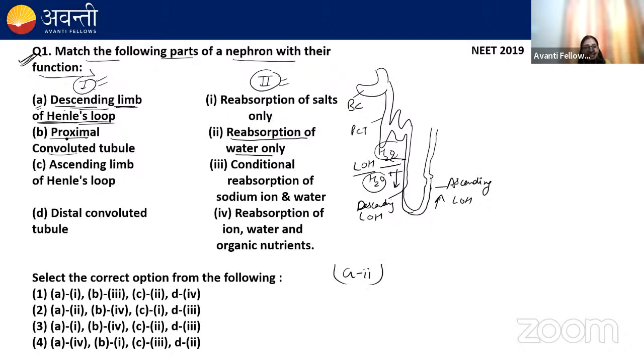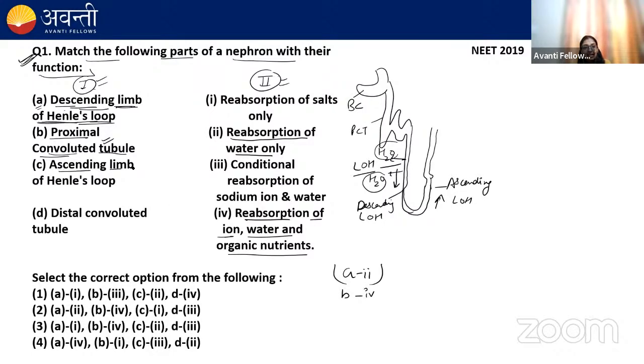Moving next is the proximal convoluted tubule. I told you that in PCT, maximum reabsorption takes place: glucose, amino acids, electrolytes, water, carbonate. We also call it essential reabsorption. So reabsorption of water, ions, and organic nutrients like glucose and amino acids. So B would be 4th.